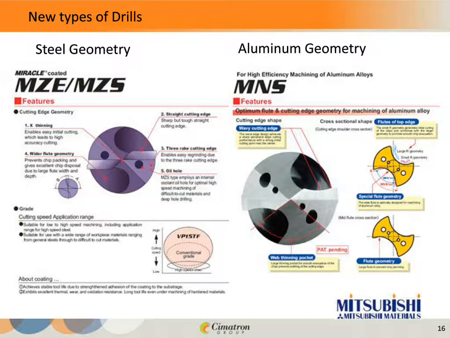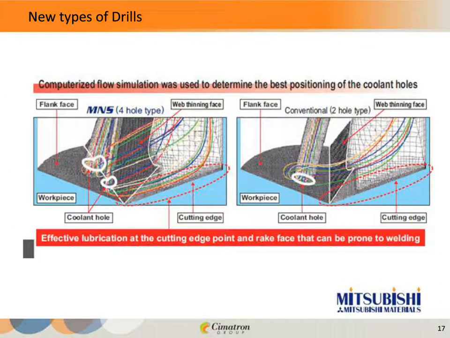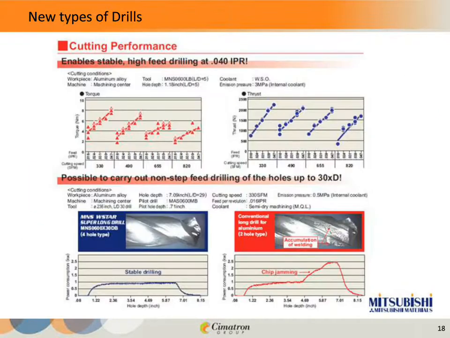In fact, I found this slide to be very interesting. Here we can see that computerized flow simulation was used to determine the best position of the coolant holes. And in this particular drill, there's 2 coolant holes per flute. I believe the next slide is going to show us that if you can get the coolant holes positioned properly and get the lubrication as it should be, then you'll not be gumming up the drill as much with the aluminum. So again, a lot of engineering is going into the design of these tools.